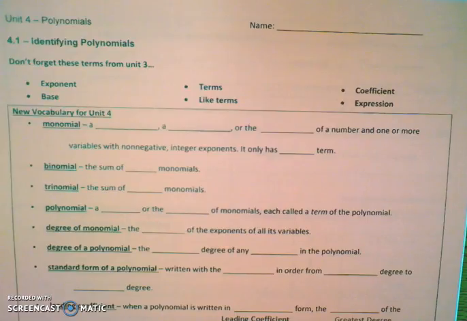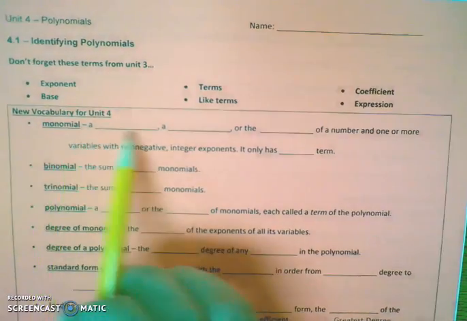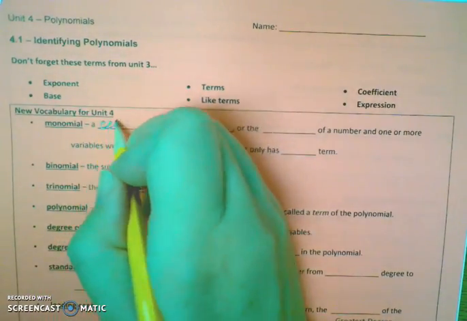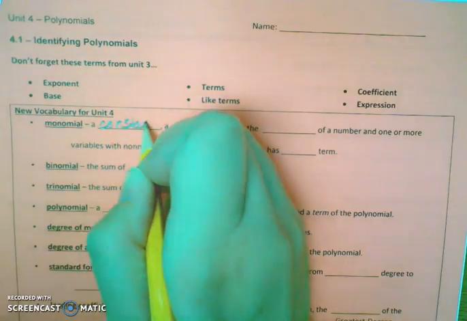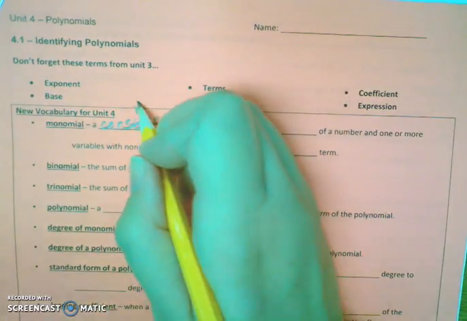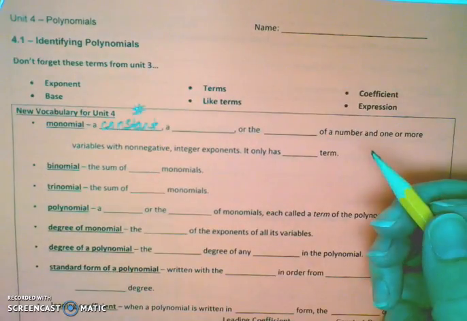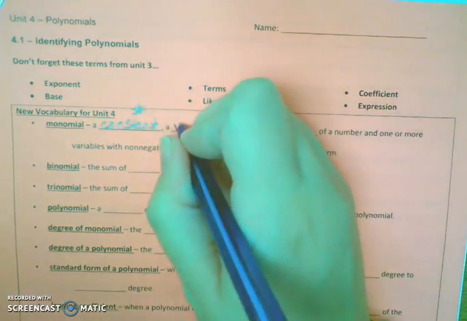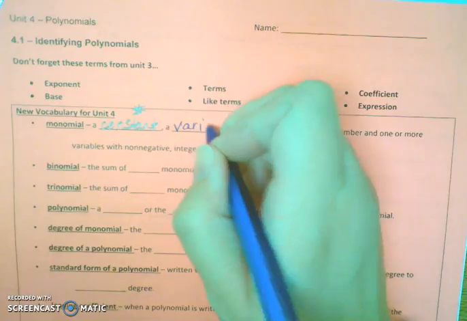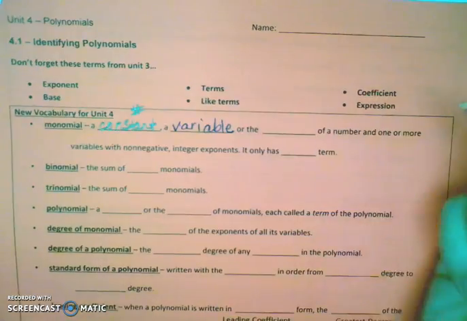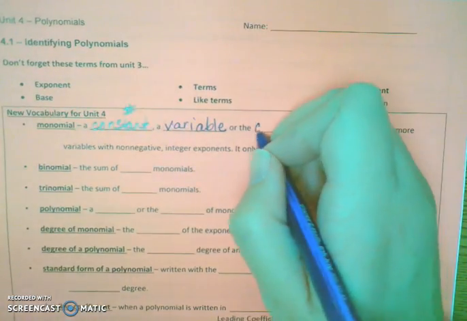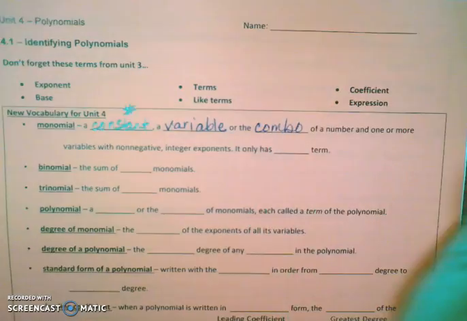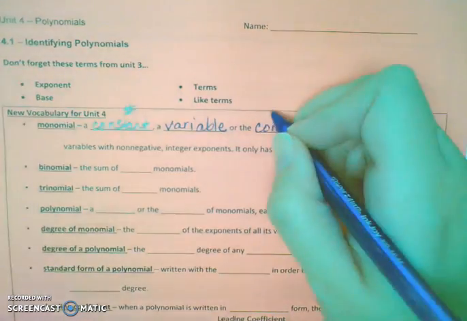So first we're going to go through some vocabulary. A monomial can be a constant, and a constant, if you don't remember, is just another word for a number all by itself. It doesn't have a variable with it, and it could also be just a variable, like a letter X or Y or something. Or it could be a combination of those two things, so like 2x or something like that.